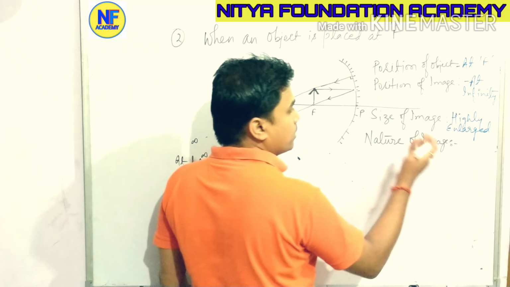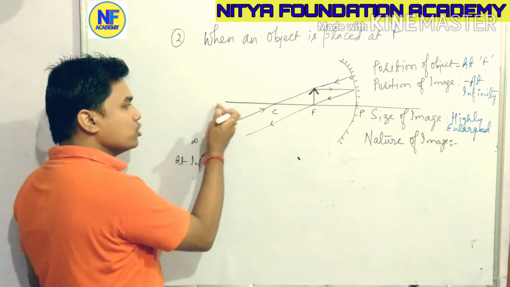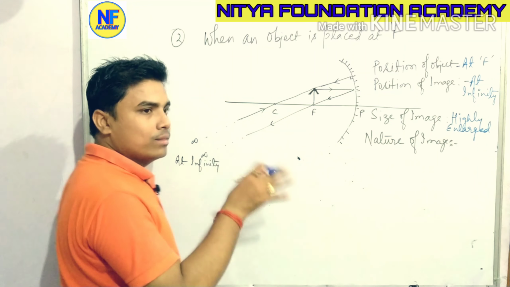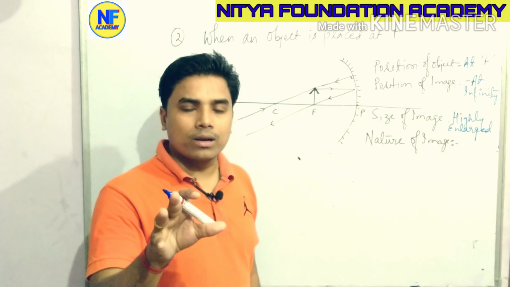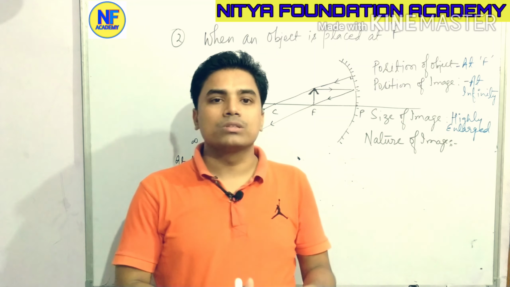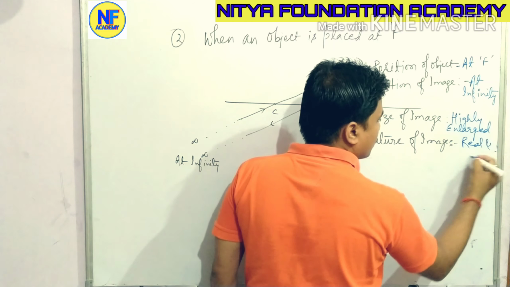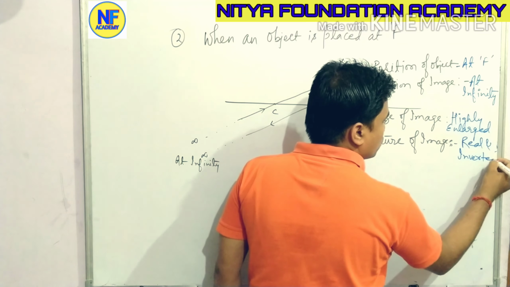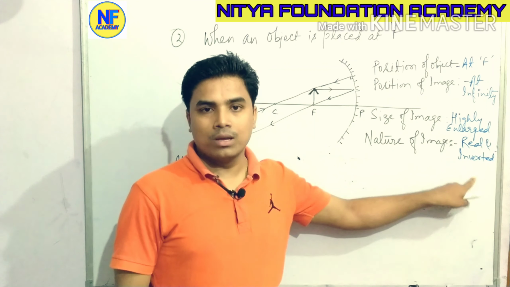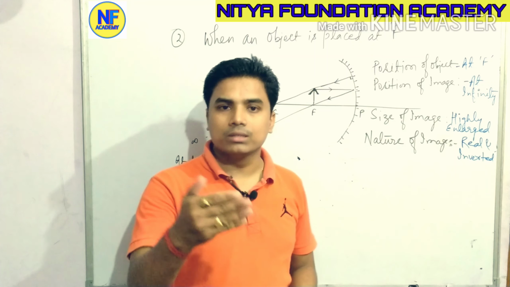Nature of image means what will be the nature of that image. As you can see, the image is forming below this principal axis, so that image will be inverted. And I said before that along with the term inverted, we will use the term real. So here we will write real and inverted. The property of this image will be real and inverted. I hope you understand this image formation in concave mirror. Now move to the third point.